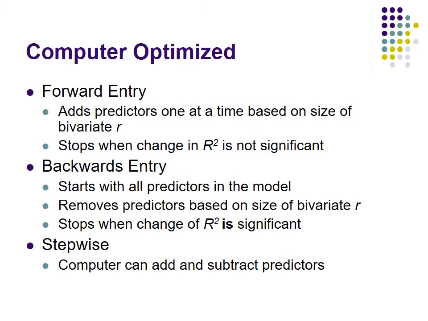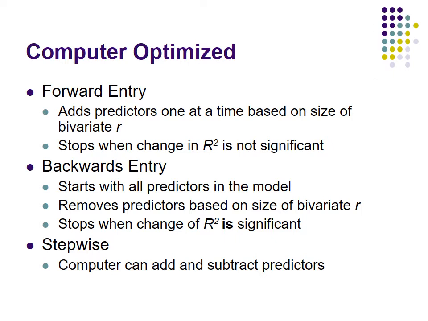Backwards entry starts with all predictors in the model, and it removes predictors based on size or bivariate R, and again it stops when the change of R squared, and R squared is the total effect of the model on the outcome, is significant. So when it finds, if I pull this variable out, I don't change the model. I pull this next variable out, I don't change the model. I pull the next variable out, the model just got statistically significantly worse. I put that one back in, I stop pulling them out.